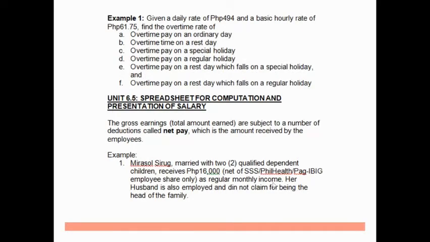Given a daily rate of 494 pesos and a basic hourly rate of 61.75 pesos, let's find the overtime rate pay. First, overtime pay on an ordinary day; second, on a rest day; third, on a special holiday; fourth, on a regular holiday; fifth, on a rest day which falls on a special holiday; and lastly, on a rest day which falls on a regular holiday.